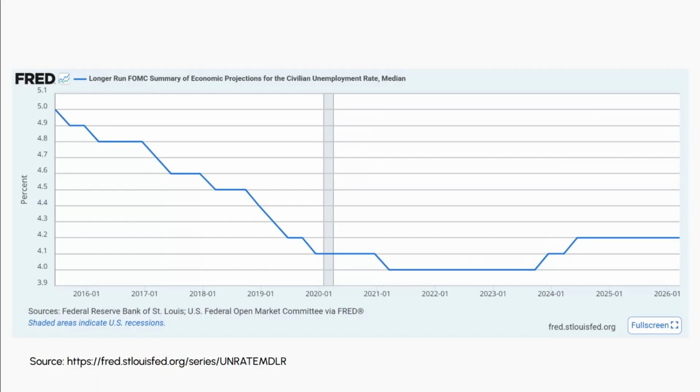FOMC doesn't officially publish a NAIRU figure, but does maintain a projection for the long-term unemployment rate. This can be considered the level of unemployment at which the Fed believes inflation remains stable. The latest reported number for this is 4.2%.